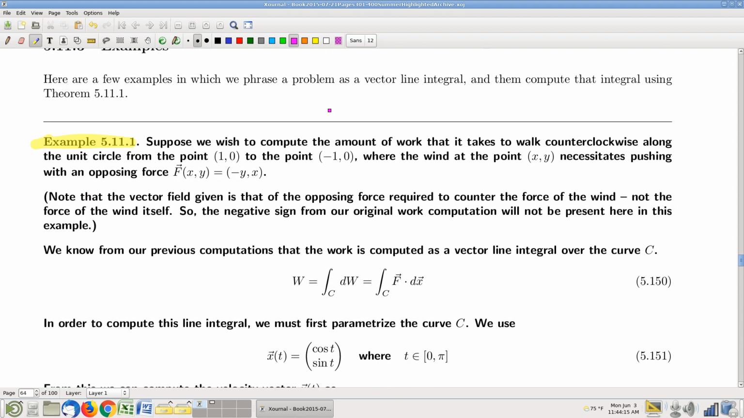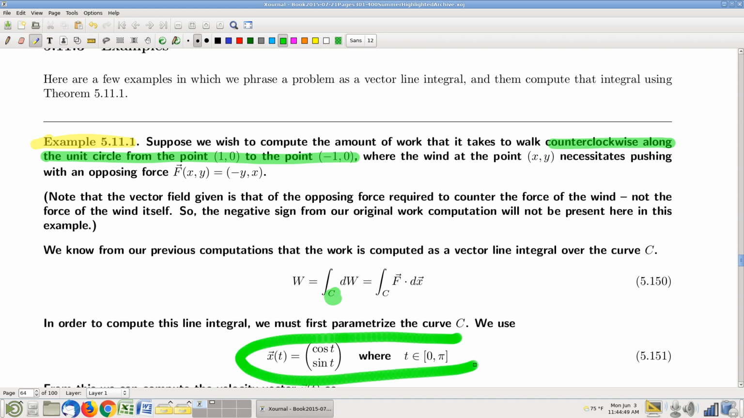So we're going to compute the amount of work that it takes. Right off the bat, we're computing a work. We know work is a chop it up, add it up, but more specifically, work is computed as a vector line integral. The amount of work that it takes to walk along a certain path, and there's a certain force given to us. Well, the path is counterclockwise along the unit circle from there to there. That path is our curve, which we parametrize.